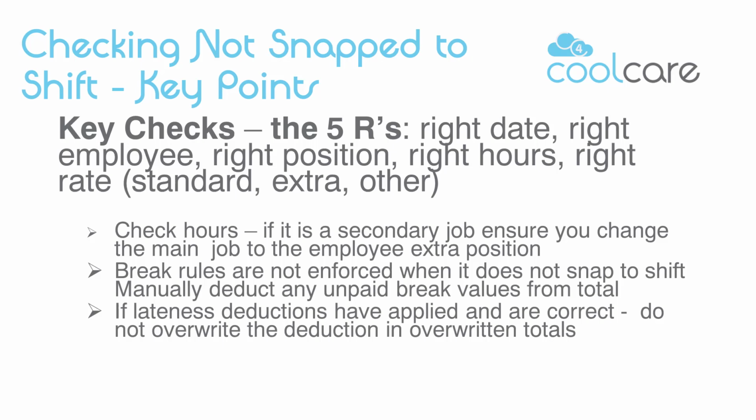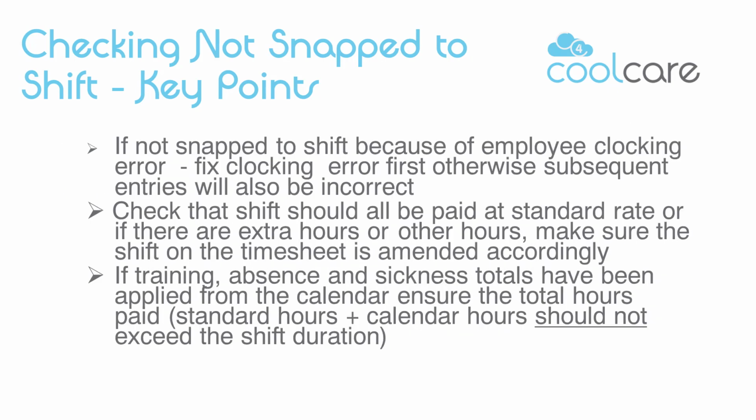If lateness deductions have been applied and are correct, do not overwrite the deduction. If it has not snapped the shift because of an employee clocking error, fix the clocking error first, otherwise subsequent entries will also be incorrect. Check that the shifts should all be paid at standard rate, or if there are extra hours or other hours, make sure that these are indicated on the timesheet. Also, if training, absence and sickness totals have been applied from the calendar, ensure the total hours paid, i.e. standard hours plus calendar hours, do not exceed the shift duration.